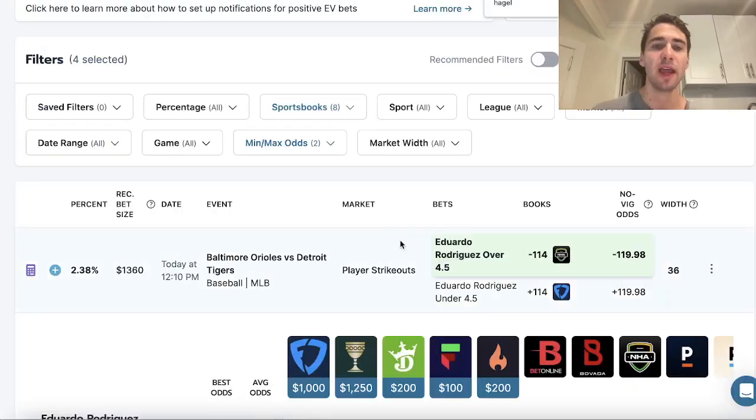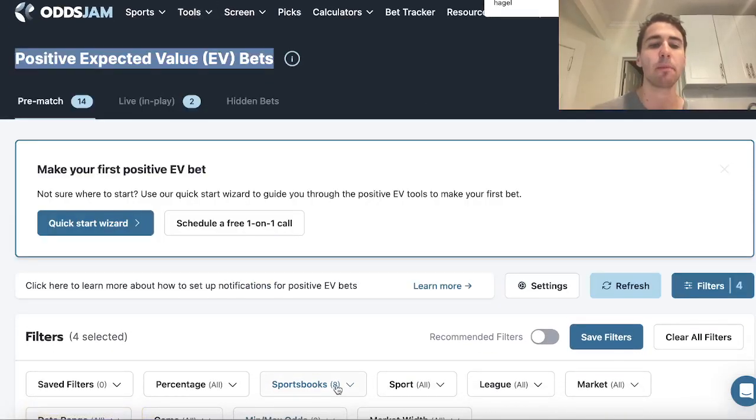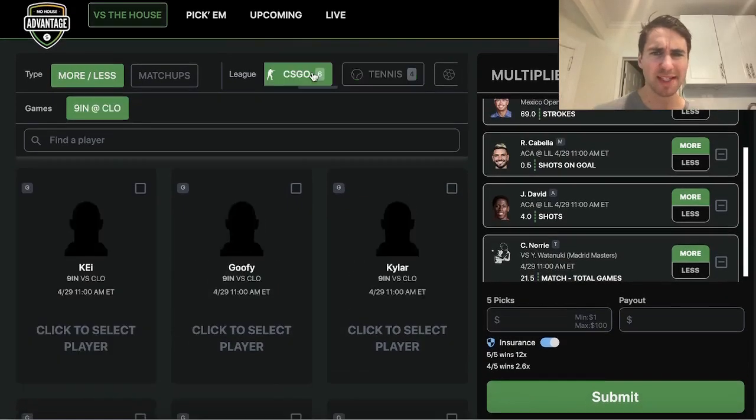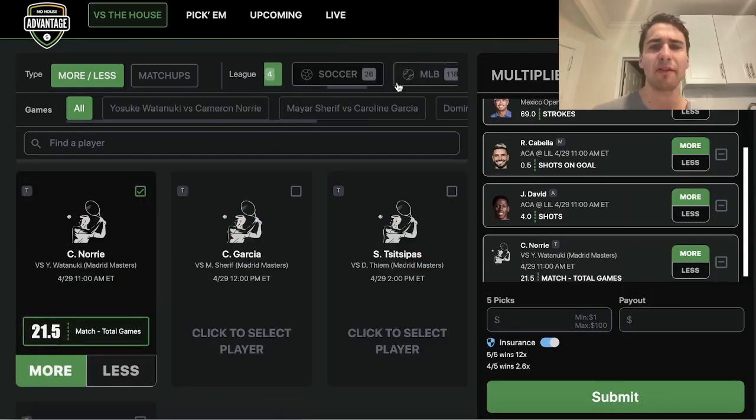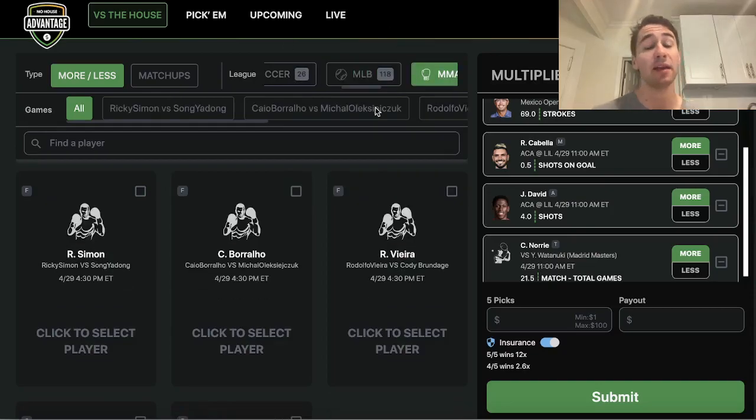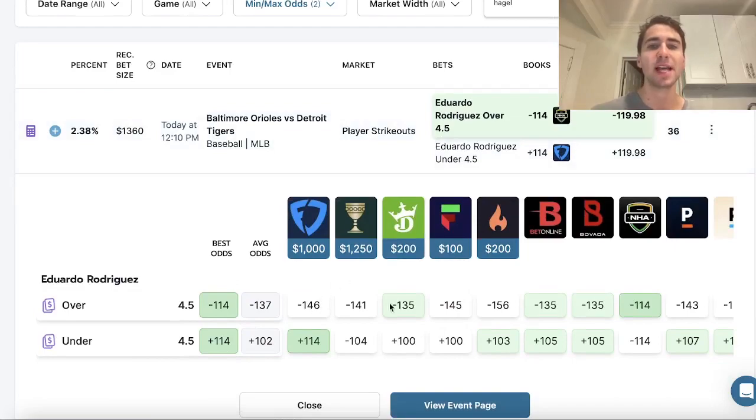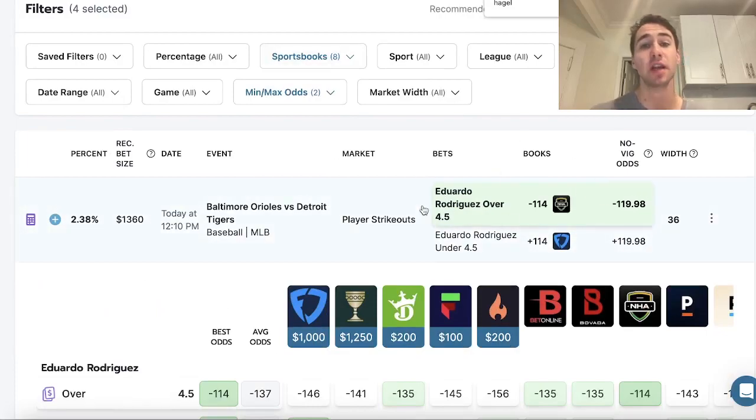That's the question. And the first tool I use to find value on No House Advantage is right here. It's called the positive EV tool, right? So what this tool does is it just reads in all these lines from No House Advantage, soccer lines, tennis lines, whatever, MLB, MMA. It reads in everything, and it just shows you spots where sportsbooks have one side heavily favored. So in the case of Eduardo Rodriguez, all the sportsbooks have his over 4.5 Ks, his over 4.5 strikeouts, heavily favored. So this is a profitable bet on No House Advantage to go with, right?